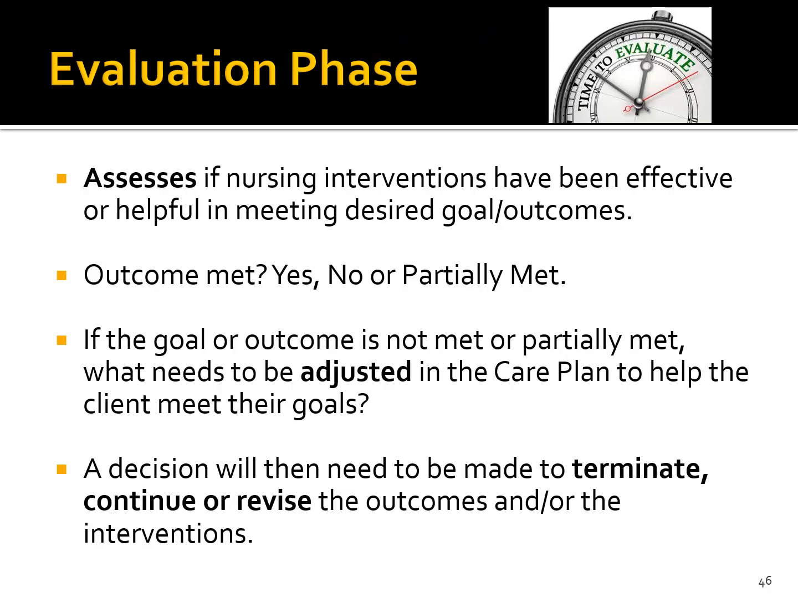The evaluation phase assesses if the nursing interventions have been effective or helpful in meeting the desired goals or outcome. Outcome met: yes, no, or partially met. If the goal or outcome is not met or partially met, we need to adjust the care plan to help the client meet their goals. A decision will then need to be made to terminate, continue, or revise the outcomes and/or interventions.